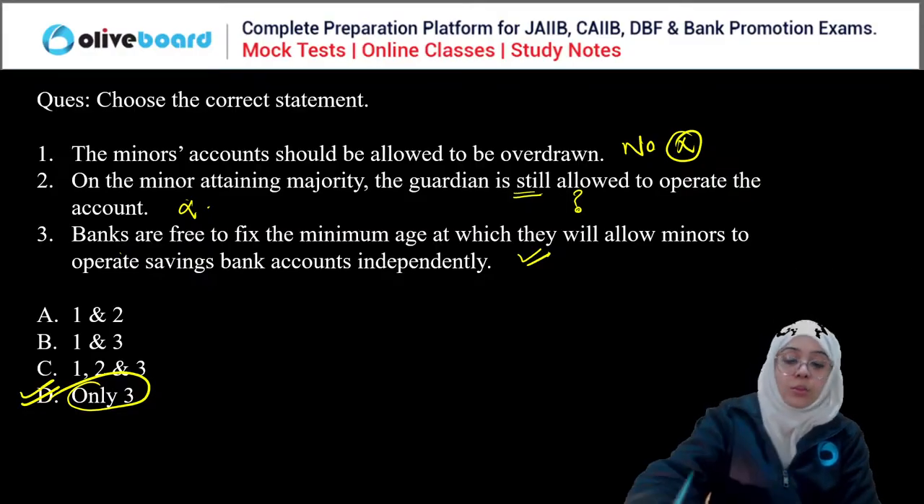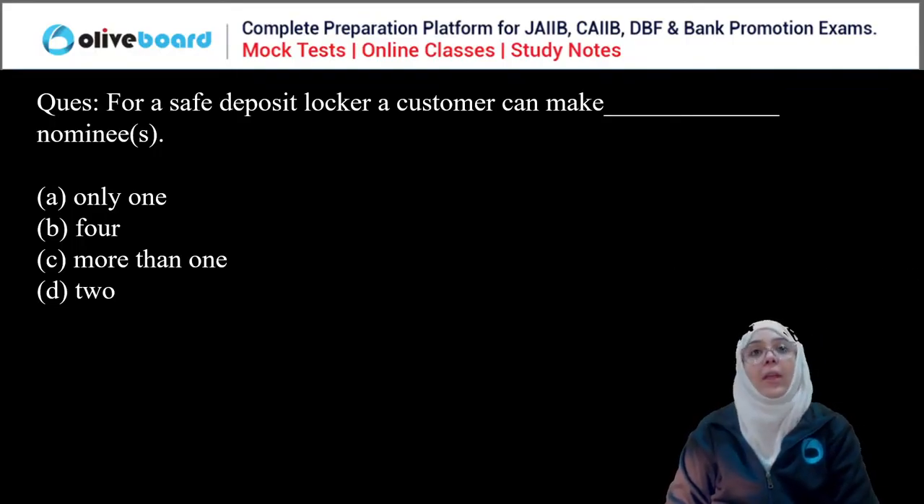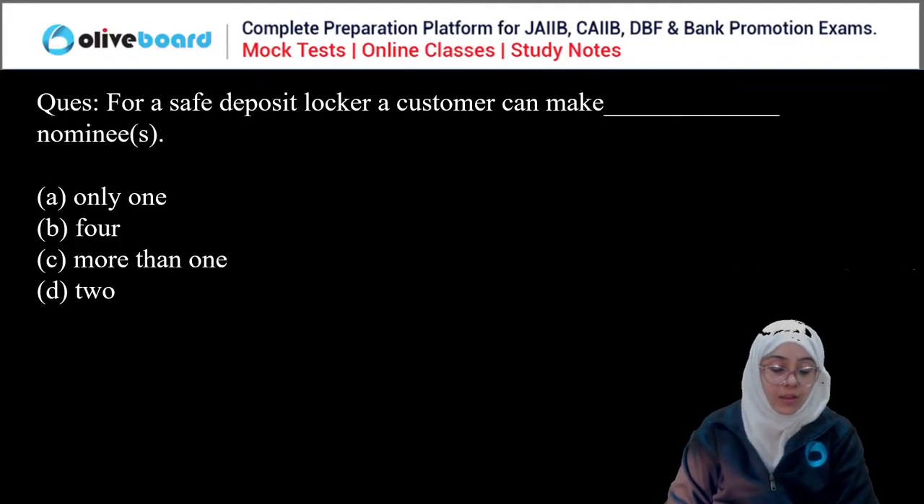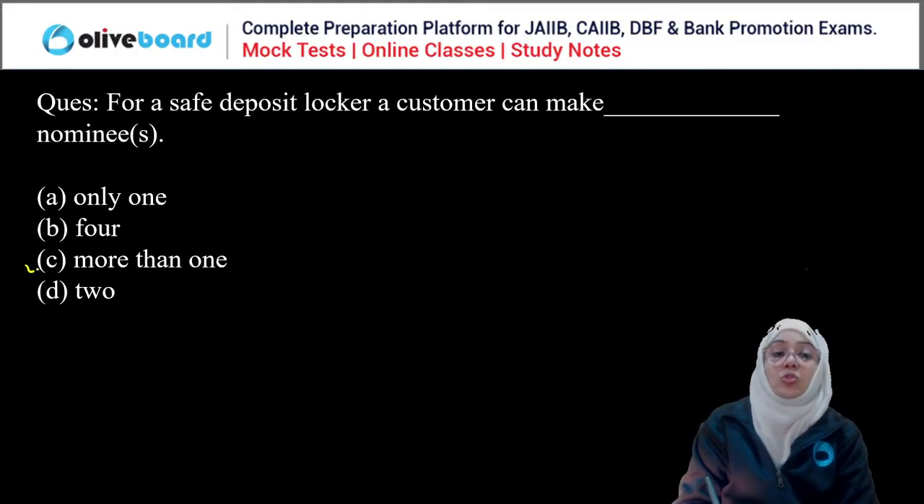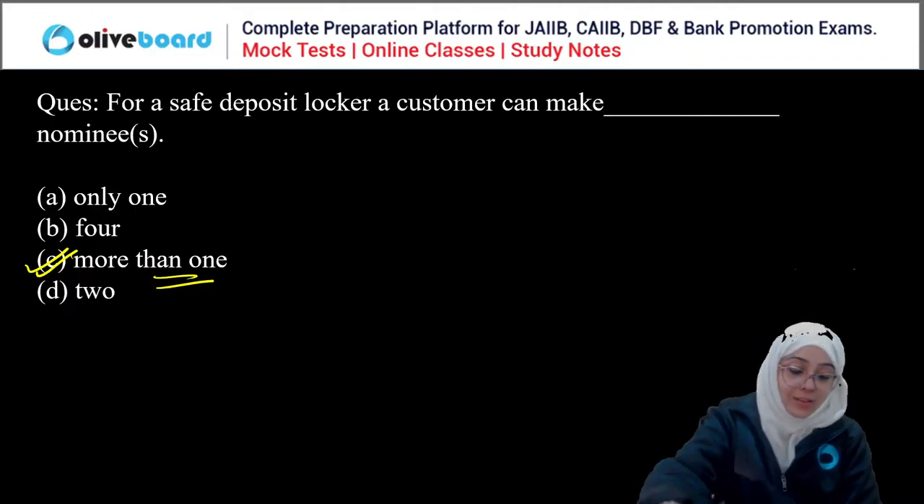Next: for a safe deposit locker, a customer can make how many nominees? Only one, four, more than one, or two? This is a previous year question. For a safe deposit locker, a customer can choose to have more than one nominee, not necessarily two. It can be three also, it can be four also. More than one is the appropriate answer.